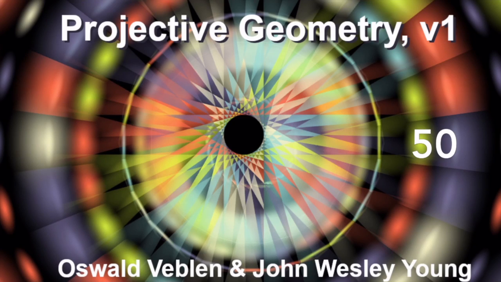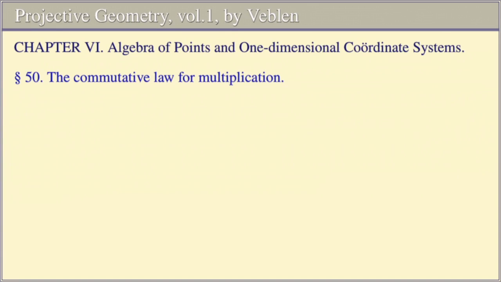Projective Geometry, Volume 1, by Oswald Veblen and John Wesley Young. Chapter 6, Algebra of Points and One-Dimensional Coordinate Systems. Section 50, the Commutative Law for Multiplication.